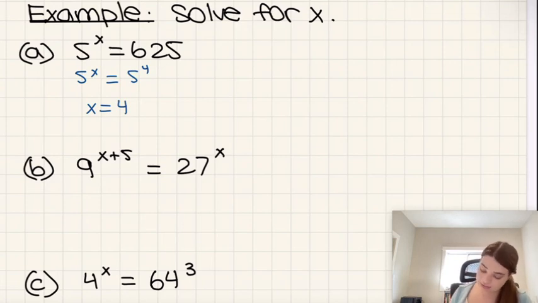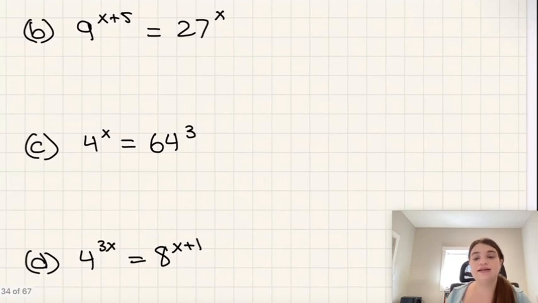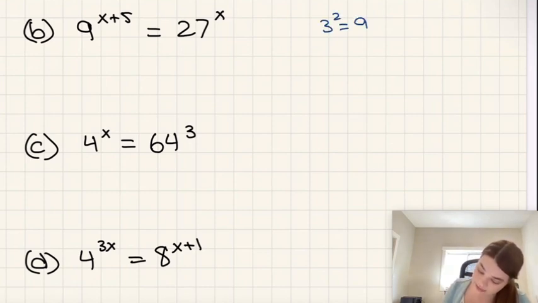Okay, let's use a similar method for part B. Here we have 9 and 27. Is there a way to make both the bases 9 or both of them 27 or both of them something else? Well, it's not going to be that easy to make them both 9 or both 27, but we could make both of them 3, right? We know that 3 squared is 9, and 3 cubed is equal to 27.